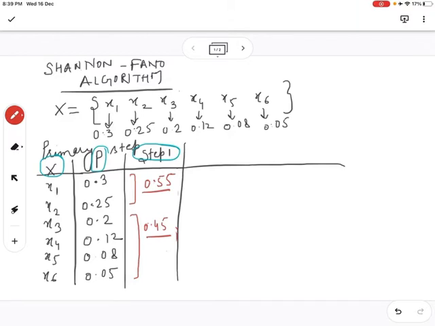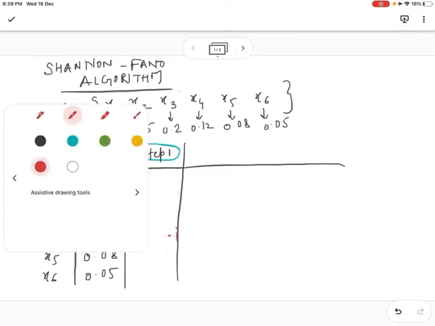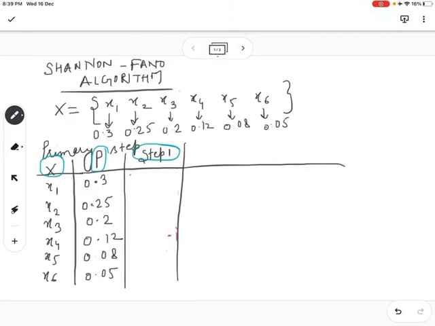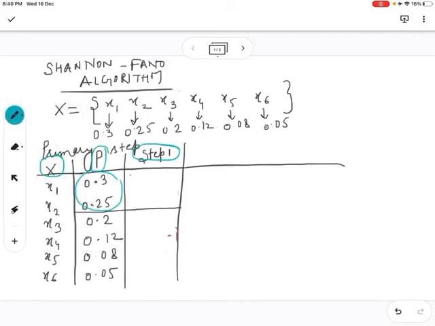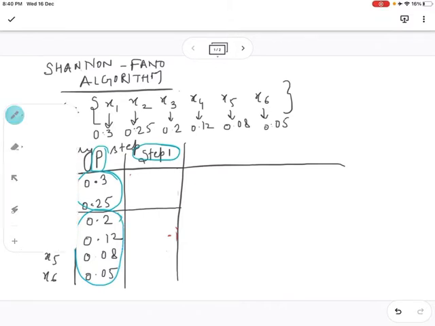If I want to consider 0.3 separate, then also there would be a big difference. So this is the best combination, where we are going to consider these two probabilities in one group and these 4 probabilities in another group. Okay, so I'm going to form the group here. These 2 in one group and these 4 in another group.